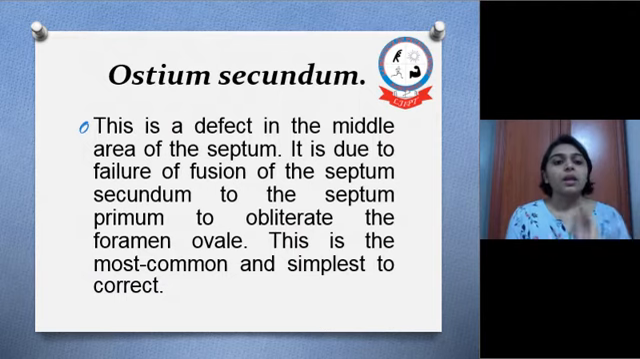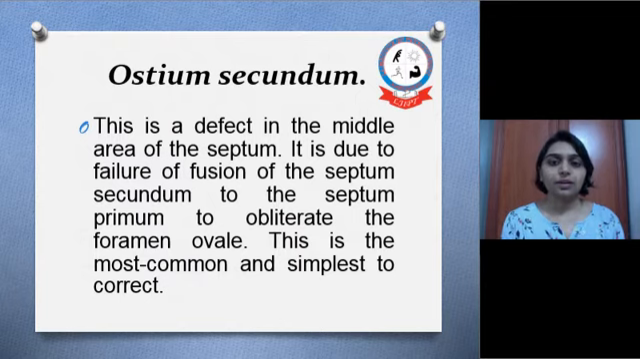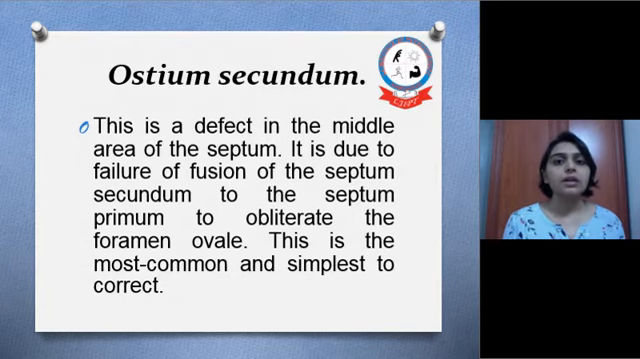Ostium secundum. There is a defect in the middle area of the septum, as we have seen in the figure. It is due to the failure of fusion of the septum secundum to the septum primum to obliterate the foramen ovale. Foramen ovale was present in the embryological life of the child. In the circulation of the heart in the embryo, there is an opening which is required for circulation between the right side and left side of the heart. But once it develops, there should not be an opening between the two atria. So this is the most common and simplest to correct.